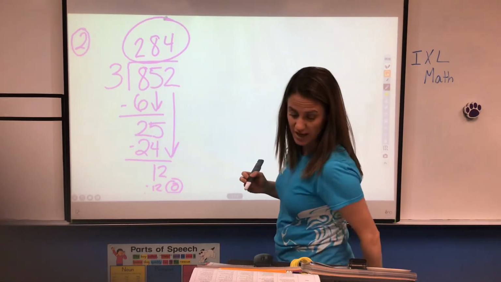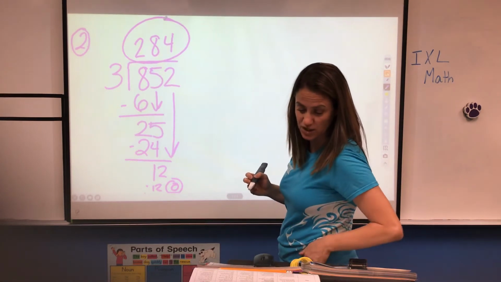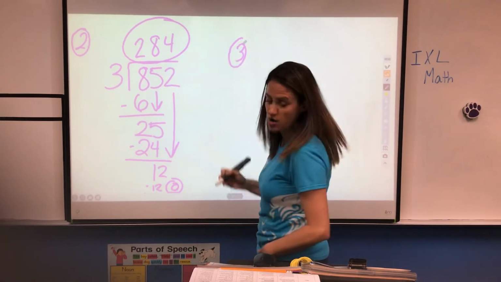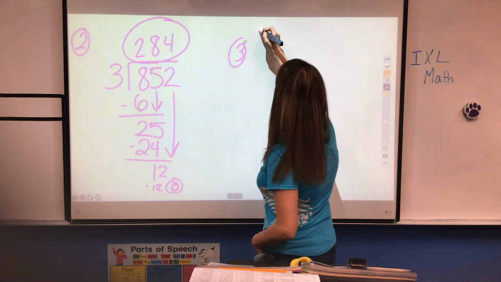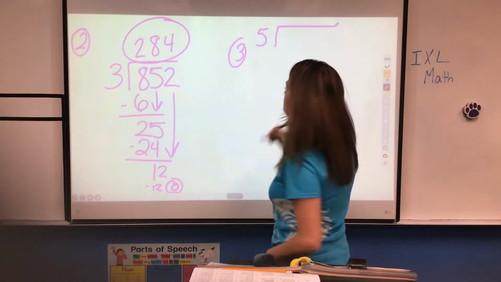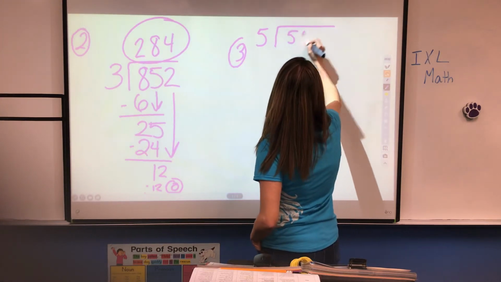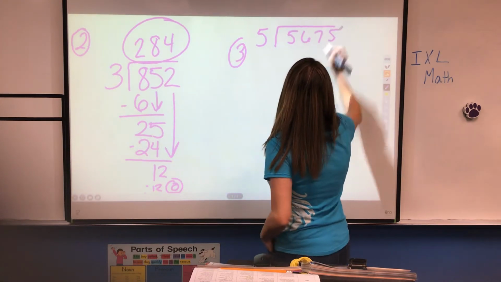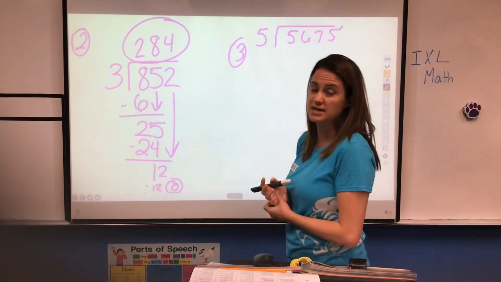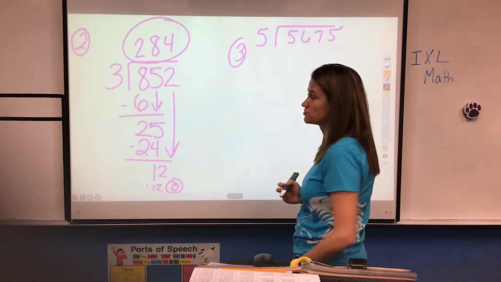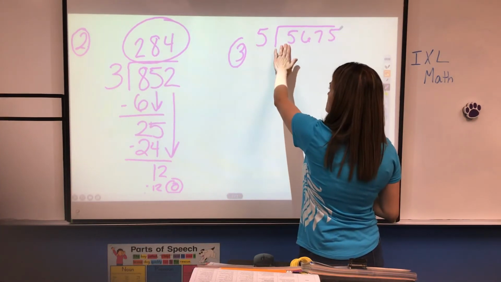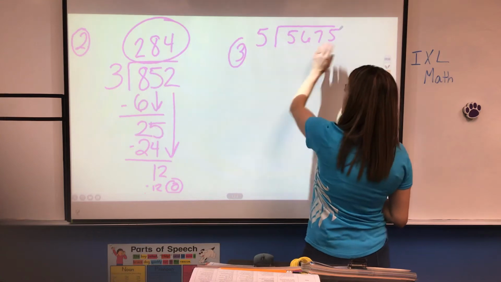So we're also going to look at, on page 563 under guided practice, number 3. And this problem is 5 divided into 5,675. So now we're adding a digit. This is the difference between yesterday and today, that you're going to add a fourth digit. You're talking about the thousands place, but you're still going to start from the biggest digit, and you'll go from left to right.